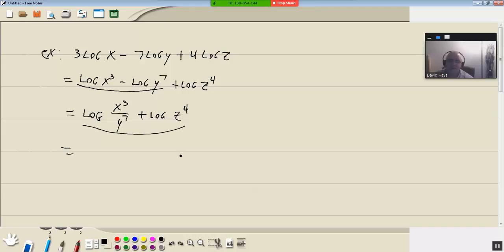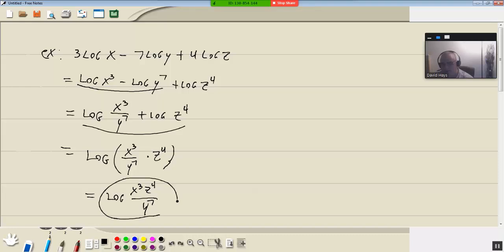We then do the next addition and subtraction from left to right. Here we got log of something plus log of something. Addition becomes multiplication. So we're going to have log of x to the third over y to the 7th, times z to the 4th. So up on top we're going to have x to the third, z to the 4th, and down below we'll have y to the 7th. And that would be our answer. Now our goal was to get a single log. When I say a single log, you want to simply say log of something. Nothing in front of log, just log of something.